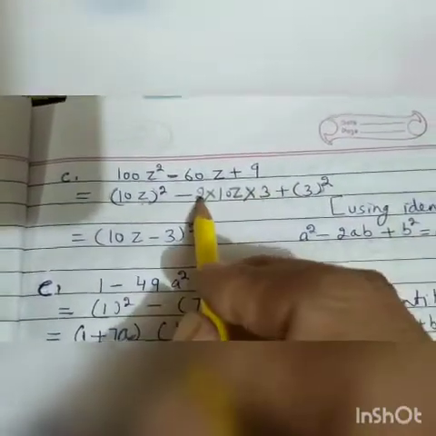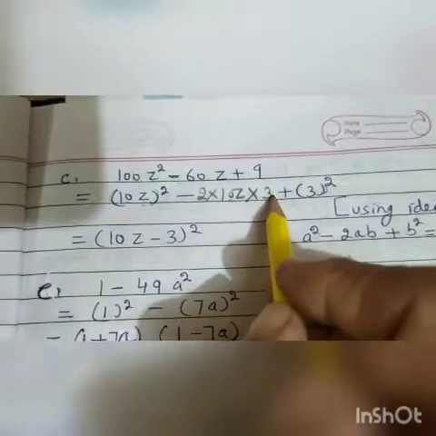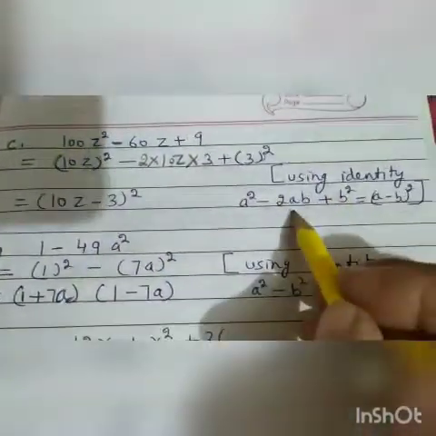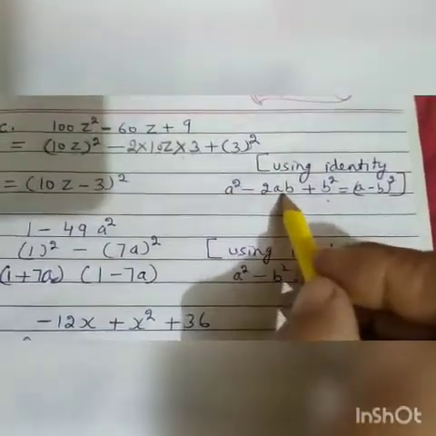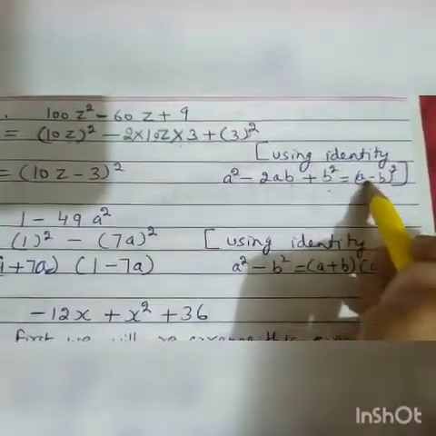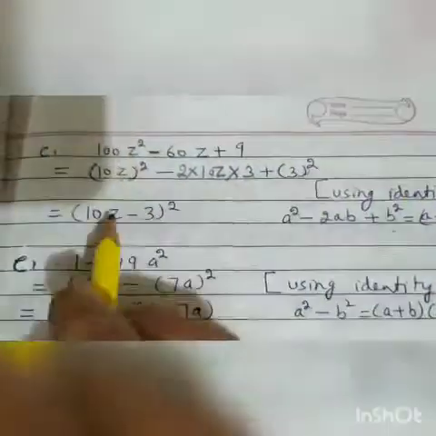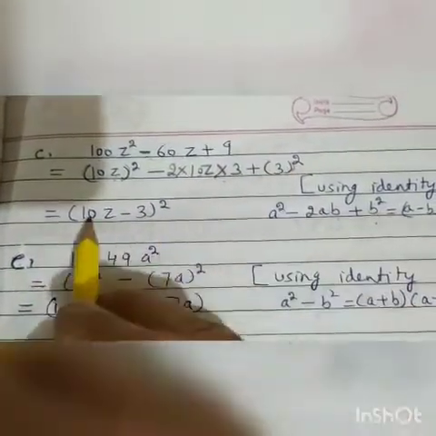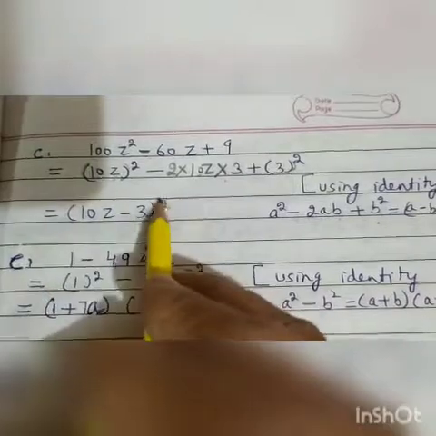Now check it. 2 tens are 20, 20 threes are 60z. Minus 60z. So according to this identity, a square minus 2ab plus b square is equal to (a minus b) whole square. So it will be a is 10z minus b is 3. (10z minus 3) whole square.